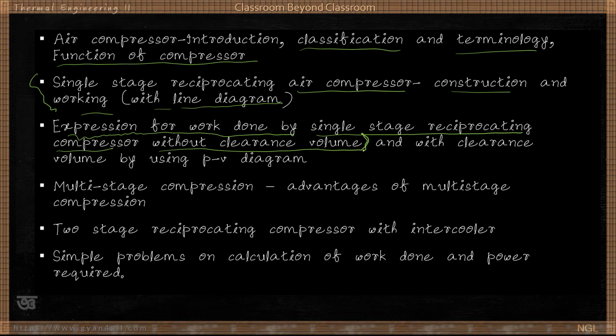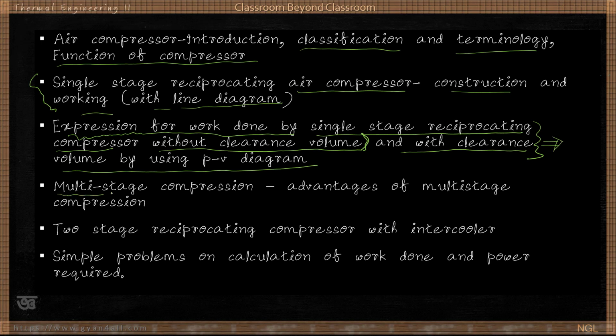Clearance volume you know already from the IC engine, it is the same clearance volume. That means the clearance above the piston in the cylinder head. I am talking about a single stage reciprocating compressor. It works like an IC engine itself, which means there will be a cylinder and piston. And we will also discuss clearance volume by using a PV diagram. We will take the help of a PV diagram to derive the expression.